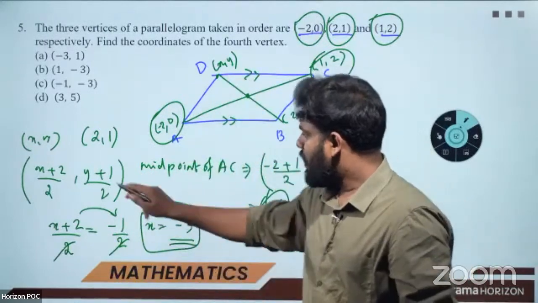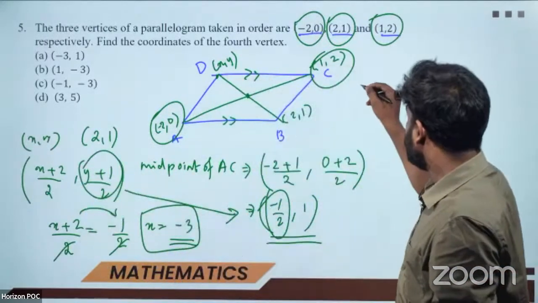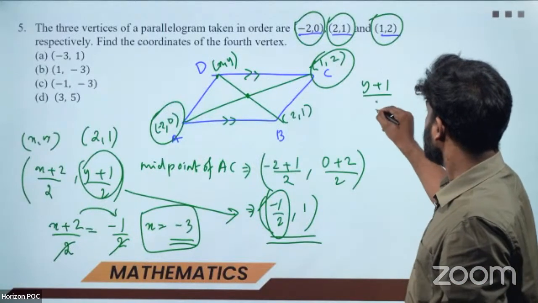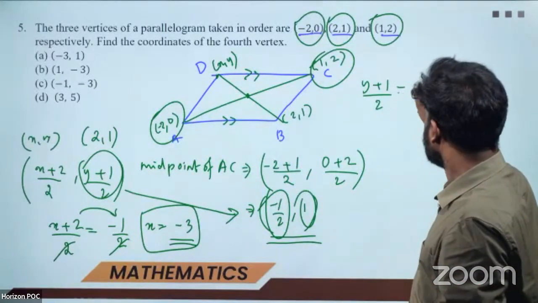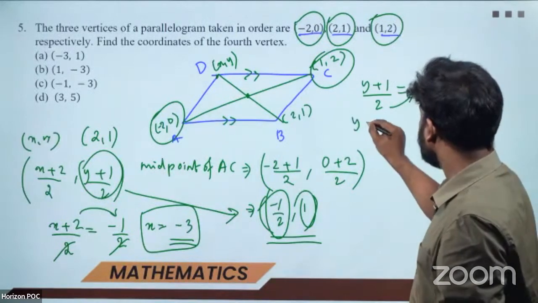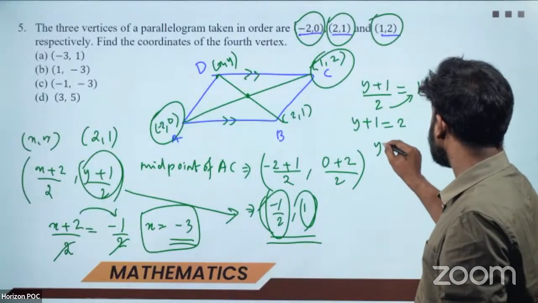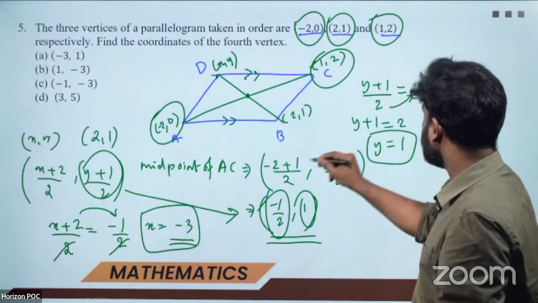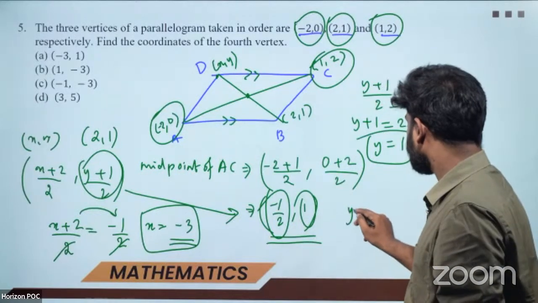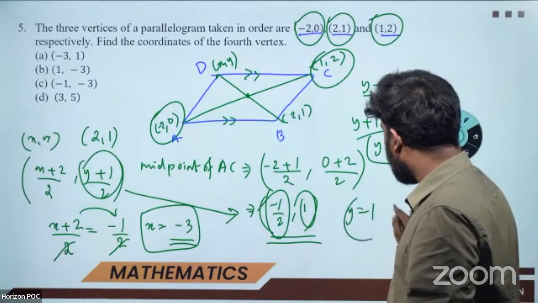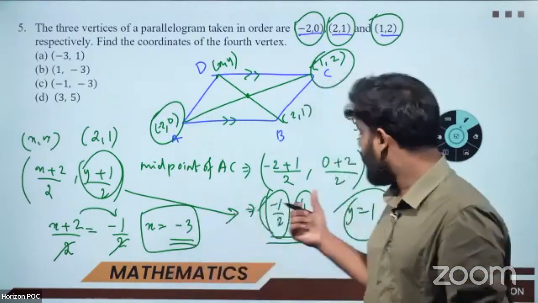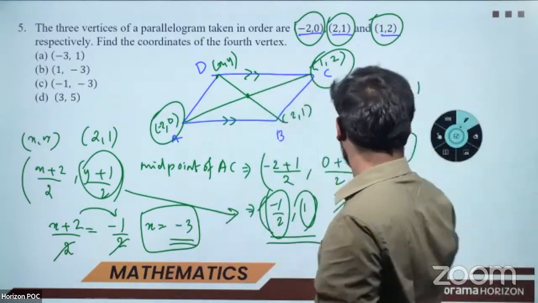Now to find the y value, take y plus 1 by 2, which is equal to 1. When you cross multiply, you get y plus 1 is equal to 2, so y is equal to 2 minus 1, that is 1. So the y value is 1. The x value is -3 and the y value is 1. So what will be the final answer?